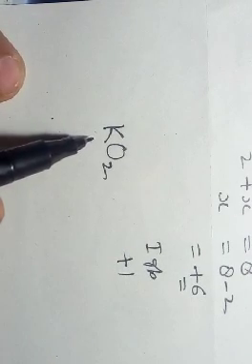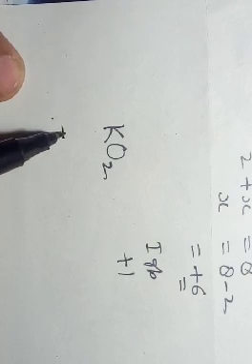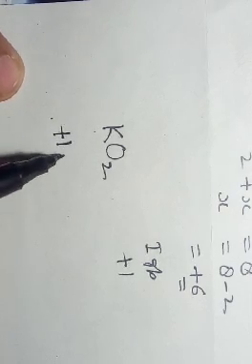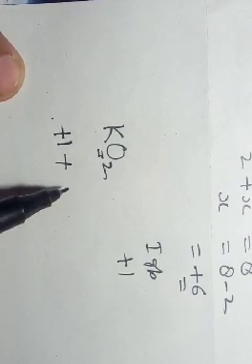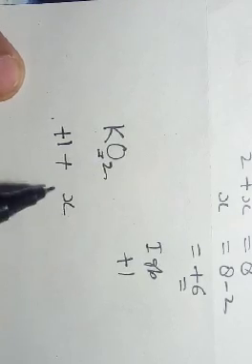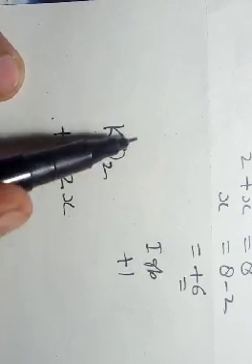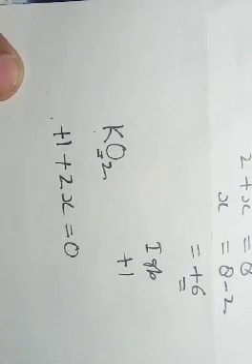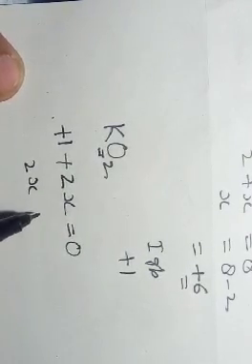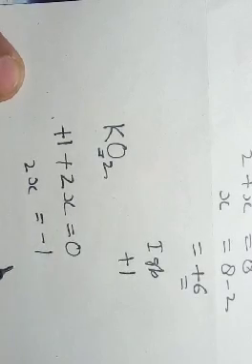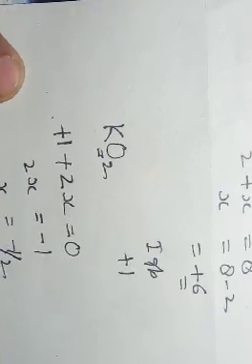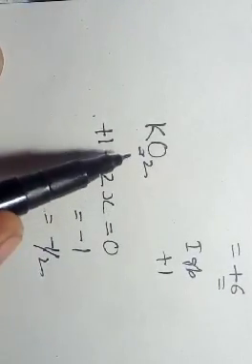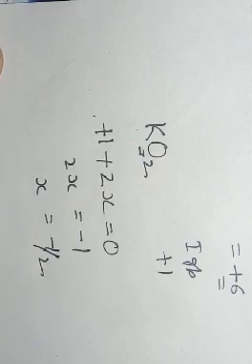Potassium also belongs to the first group, so the oxidation state of potassium will be +1, plus we are going to calculate the oxidation state of oxygen here. Let it be x. Because 2 atoms of oxygen are present, it is 2x, and the whole will equal 0. So 2x equals -1, or x equals -1/2. Okay students, so in superoxides, the oxidation state of oxygen is -1/2.